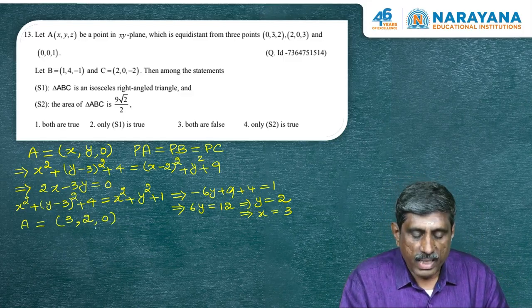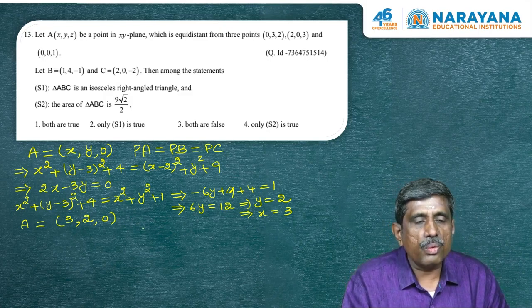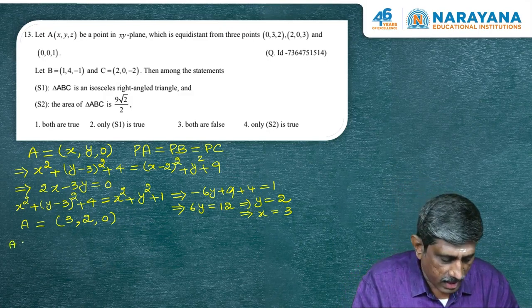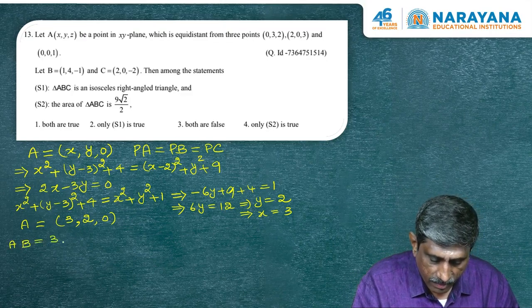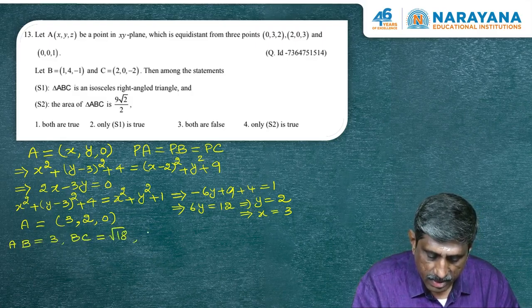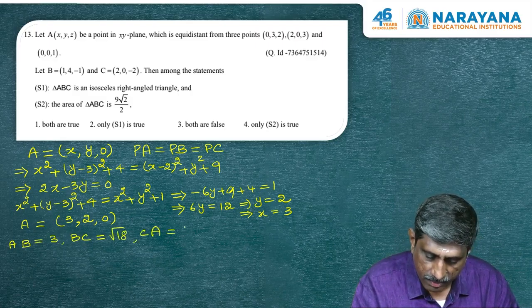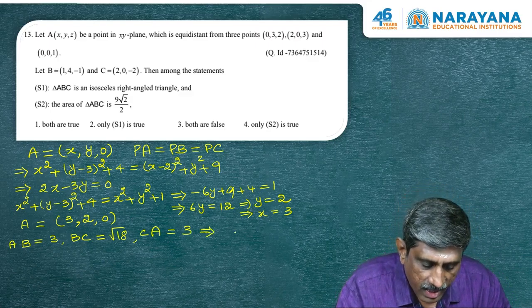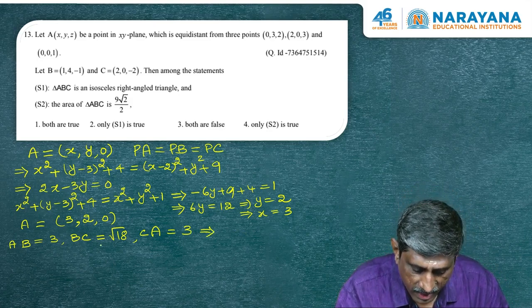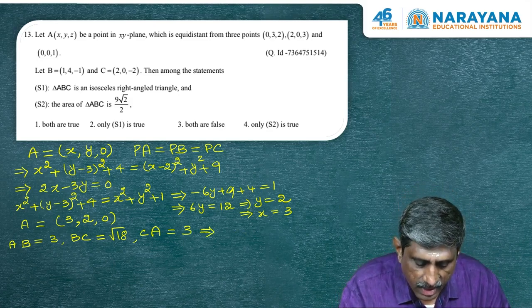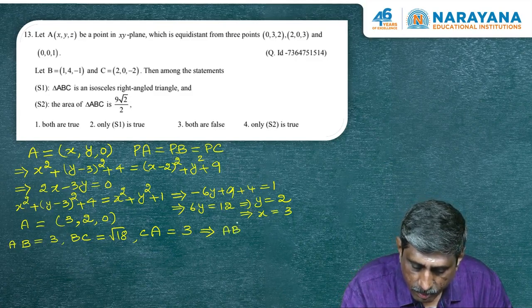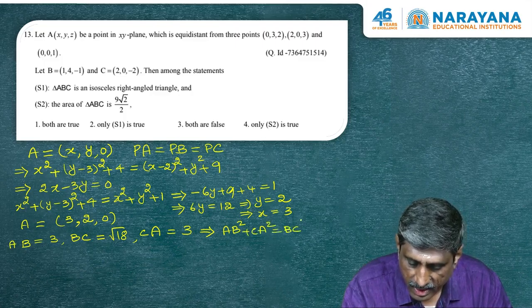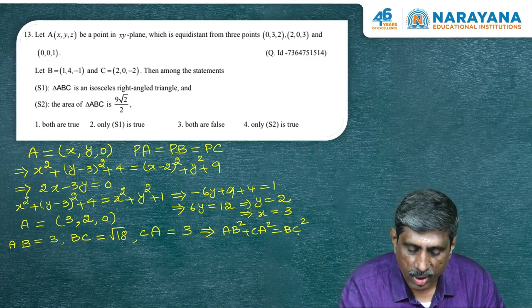Now, we have the points B, C. Let us directly go with the distances. Let us find out the distance AB, we are getting 3. The distance BC is root 18 and the distance CA is again 3. Therefore, it is S1. What is the first statement? Triangle ABC is an isosceles right angle triangle. Clearly, it is isosceles triangle and AB square plus CA square is equal to BC square. So, it is a right angle triangle also clearly. So, statement 1, S1, is correct.